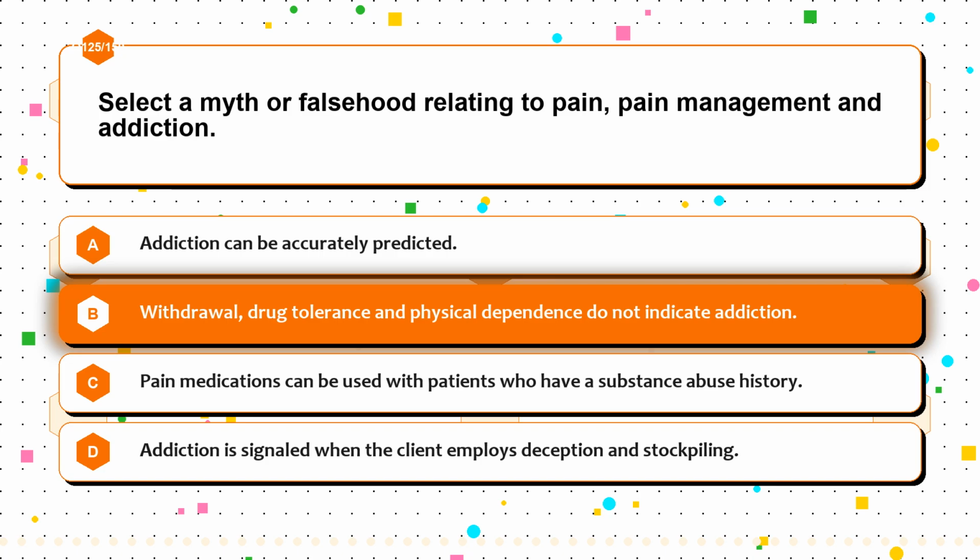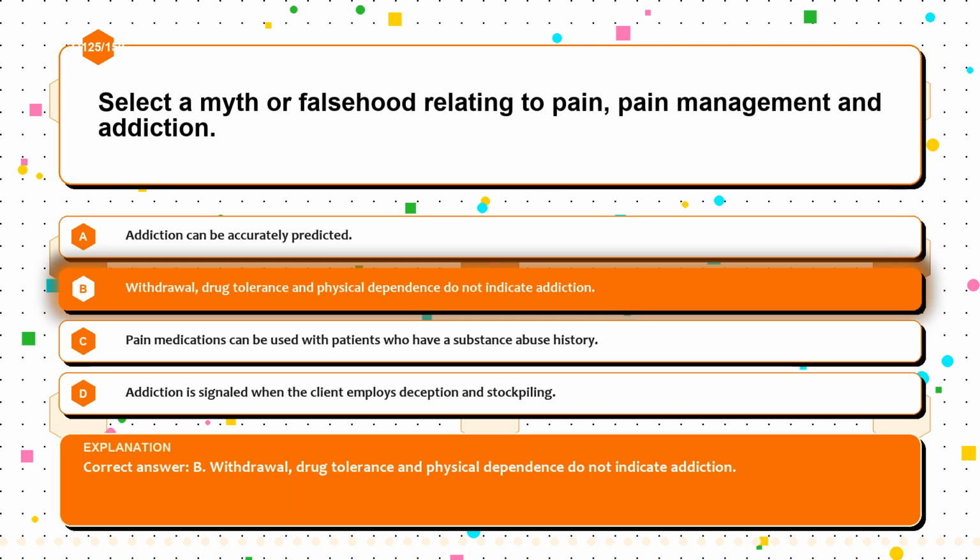The correct answer is option B. Withdrawal, drug tolerance, and physical dependence do not indicate addiction. Correct answer B. Withdrawal, drug tolerance, and physical dependence do not indicate addiction.